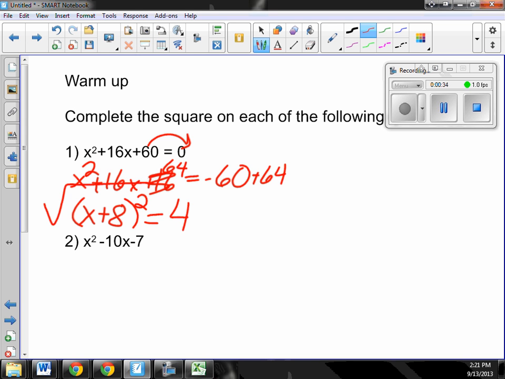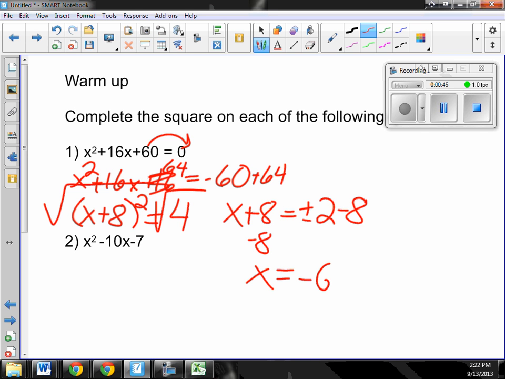Square root, x plus 8 equals plus or minus 2. Subtract the 8, x equals negative 6 and negative 10. Could we have factored that one? Yeah, we could have. Sorry, go ahead.